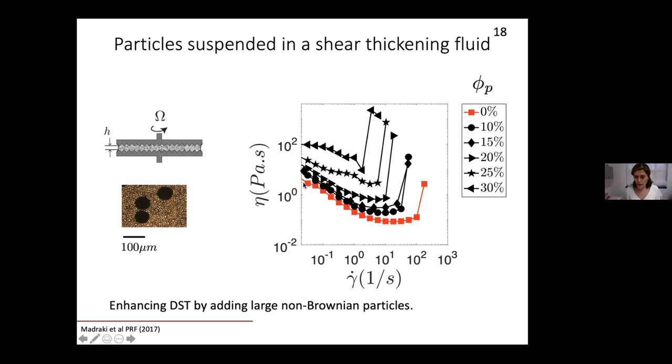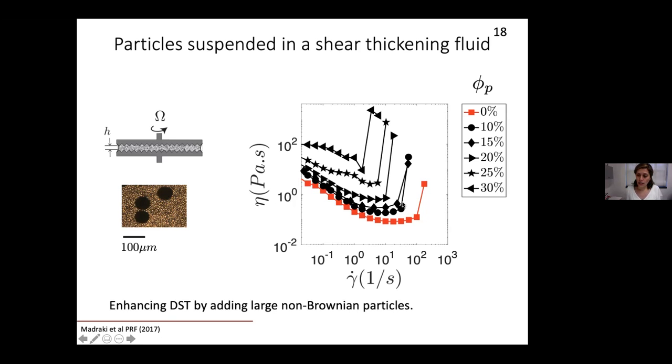So I start with a system of cornstarch in water where the suspension exhibits shear thickening, discontinuous shear thickening. And then I add large non-Brownian particles. And by large, I mean that the size is 20 times and more larger than the grain of cornstarch. So basically, these large particles look at the suspension of oobleck or cornstarch in water as a continuum.